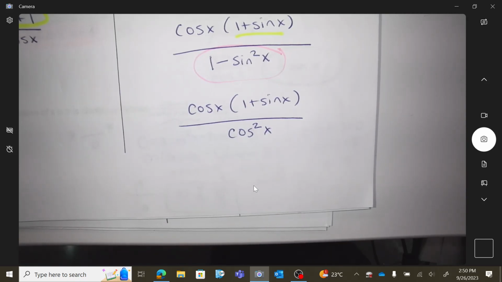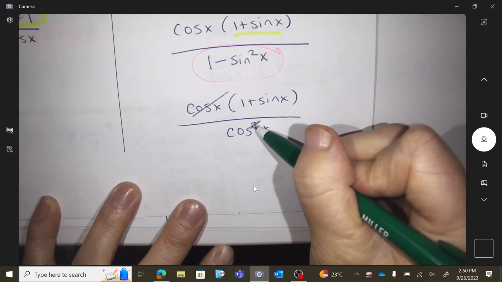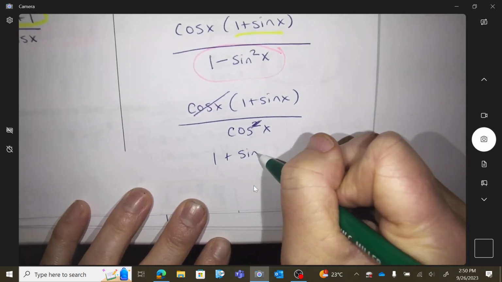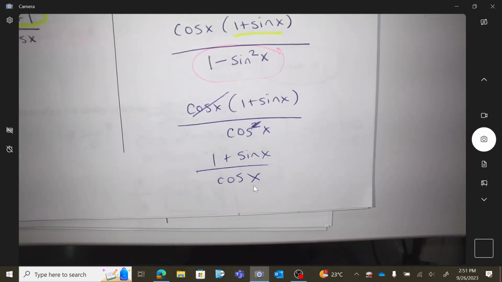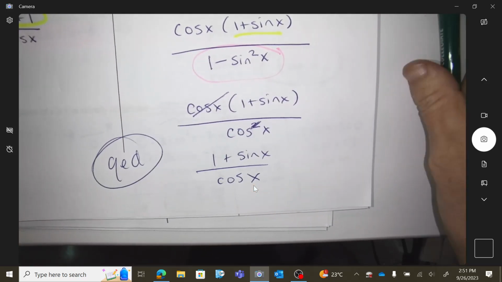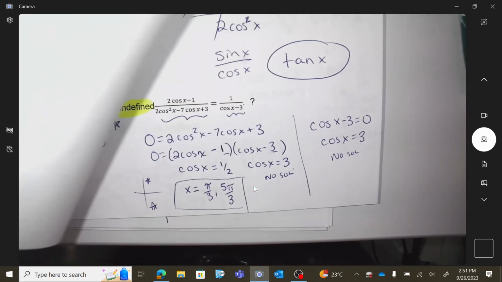Now what would you see? A cancellation, so cos x can get reduced out of both. And look at that, what did we do? We look like we match now. We now match the other side. Okay, I think that's it.